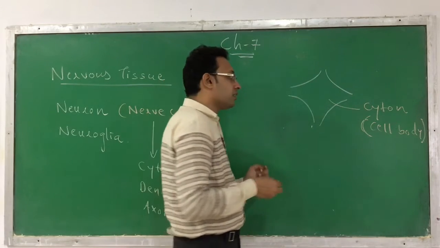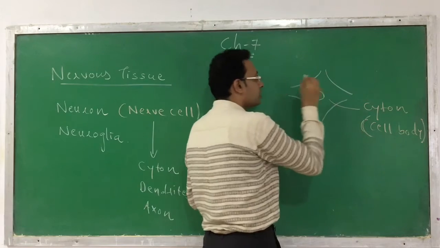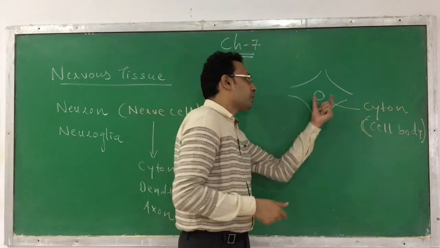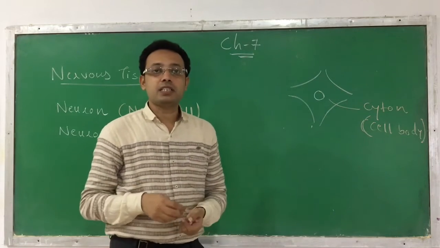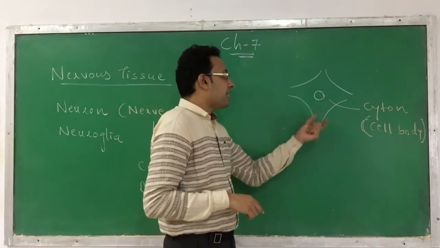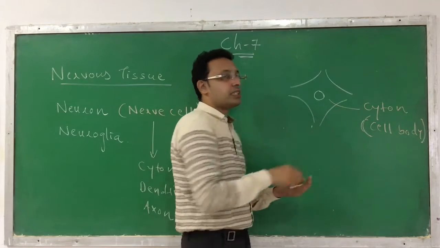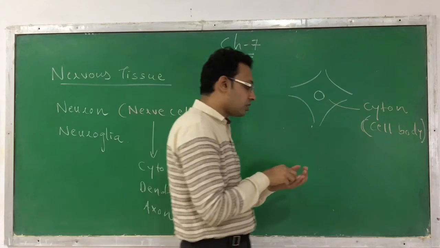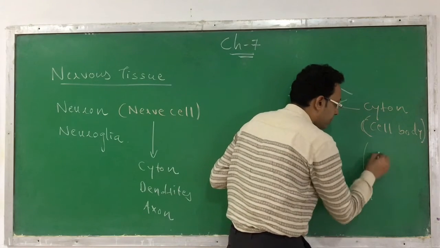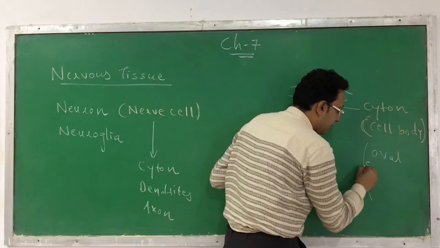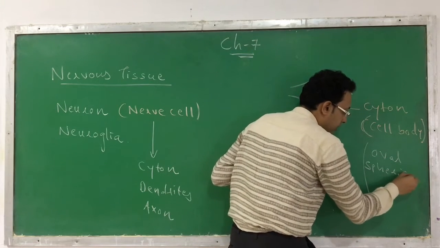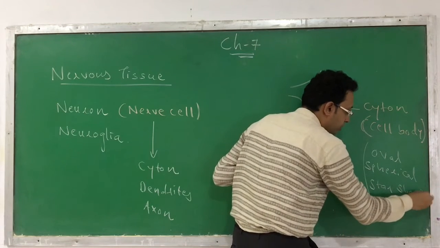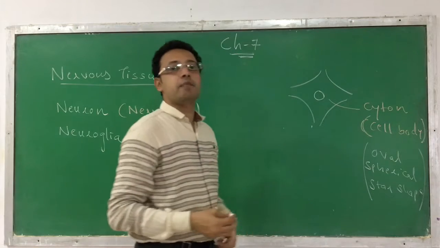Like any other cell, it also contains the nucleus. The nucleus is present within it. And it also contains the organelles present inside it. But before we discuss the organelles and the other components, I just want to say that the cyton or the cell body can be of different shapes. What are the different shapes of this cyton? The cyton may be oval, or spherical, or star shaped. These are the different shapes of a cyton or the cell body.